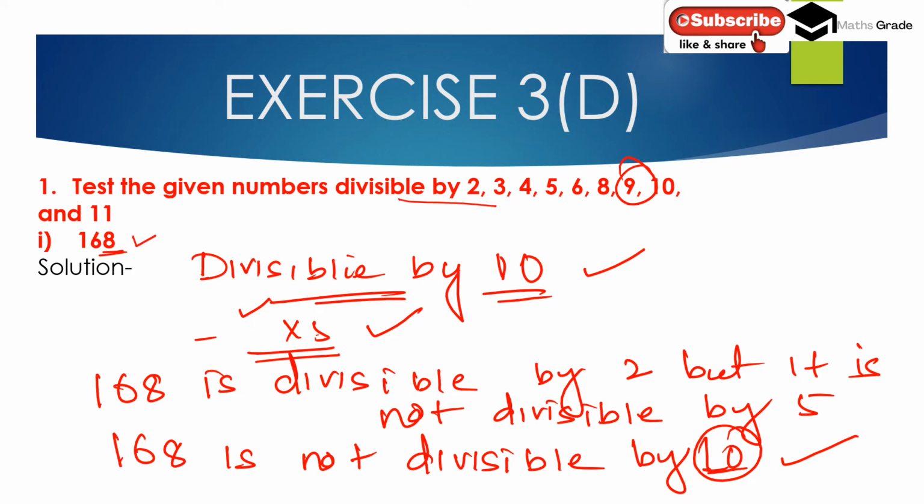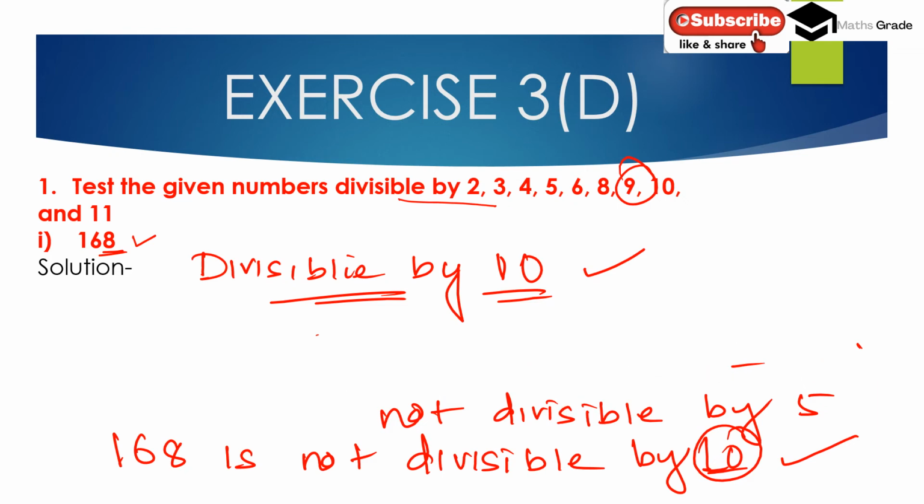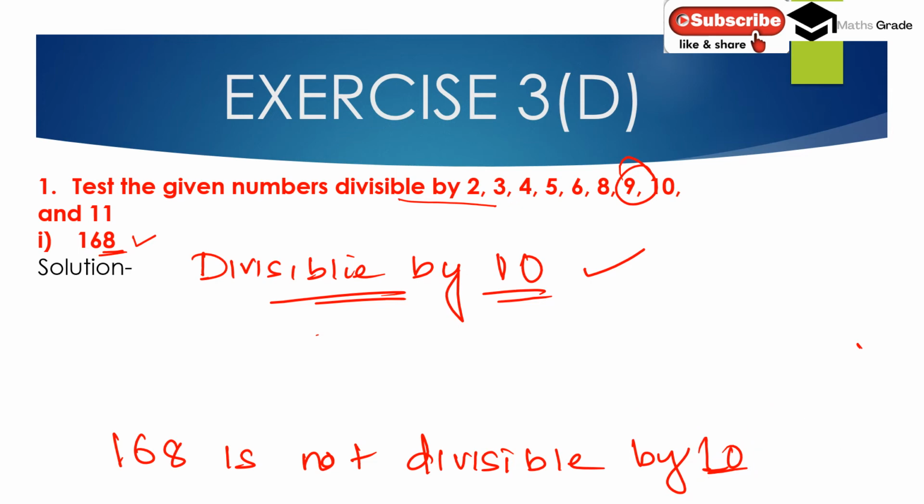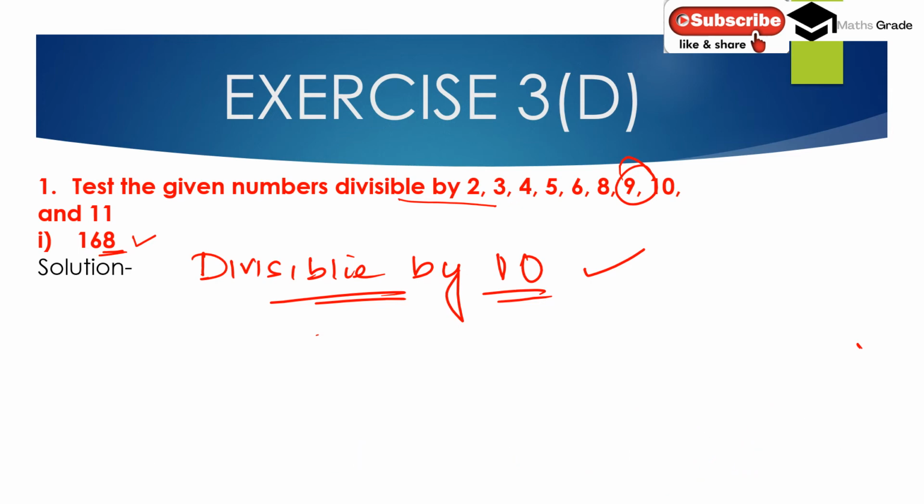Now we'll check whether this number is divisible by 11 or not. We know if the difference between the sum of digits at the even places and the sum of digits at the odd places is either 0 or divisible by 11, then the number is divisible by 11. Here first find out the sum of digits.